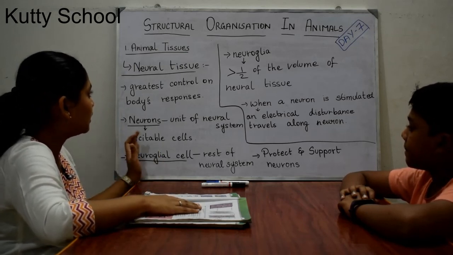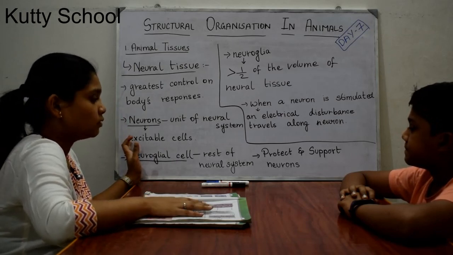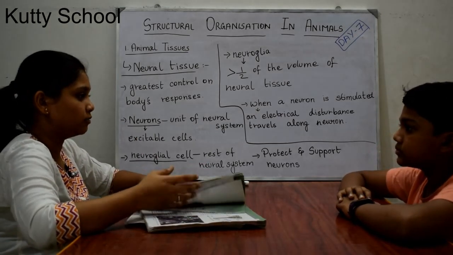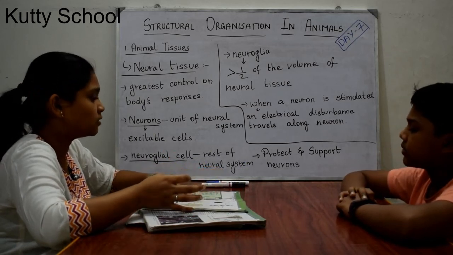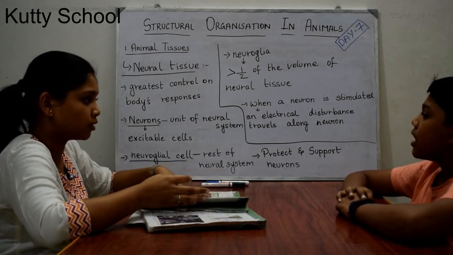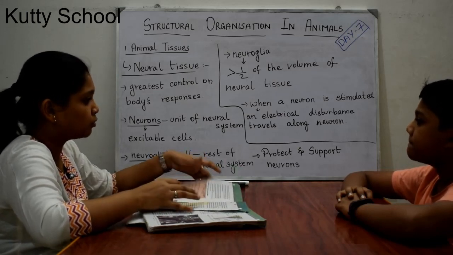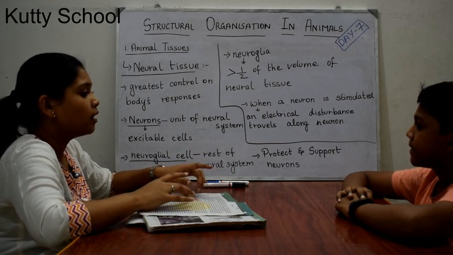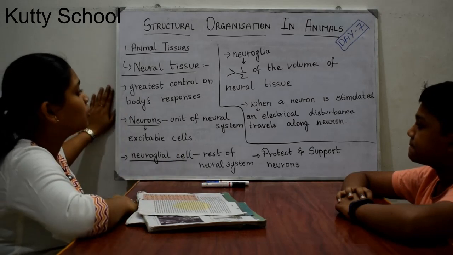We will be studying this neural tissue in detail in the chapter called Neural Control and Coordination. In that chapter we will be studying more about these neurons and how they conduct impulses from one neuron to another neuron, and what the uses of these neurons are, and how many neurons are present in our body, and how many types. We will be discussing them in that chapter. Okay, so this is generally about neural tissue.